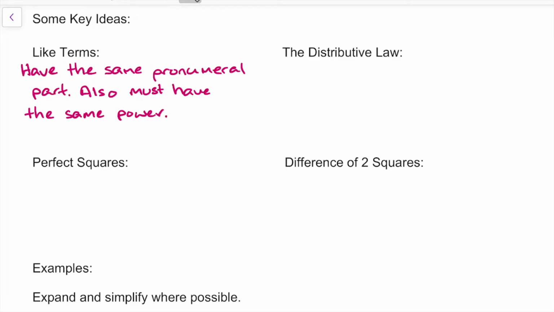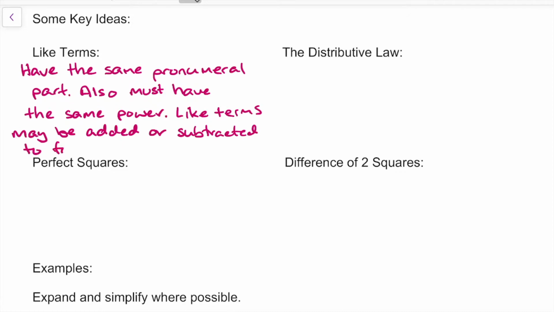And then like terms can be added and subtracted as needed, to form one term. If they are not like terms, you cannot add or subtract. Okay, very different to multiplication and division, but with addition and subtraction, they must be like terms.